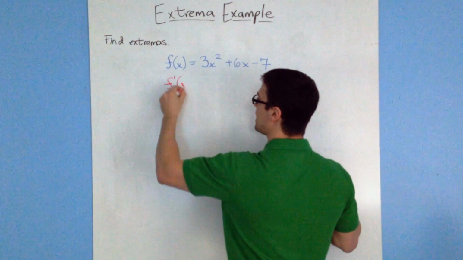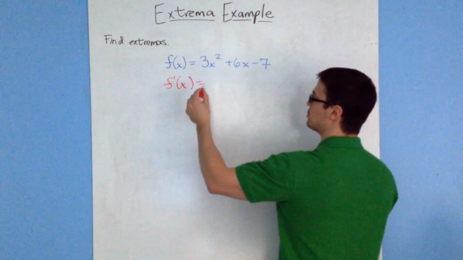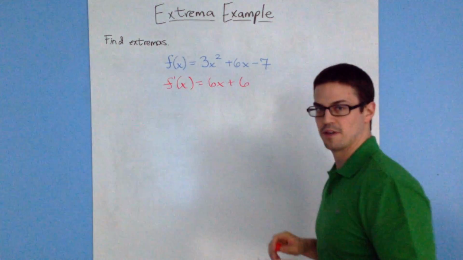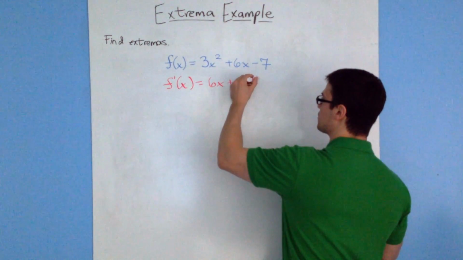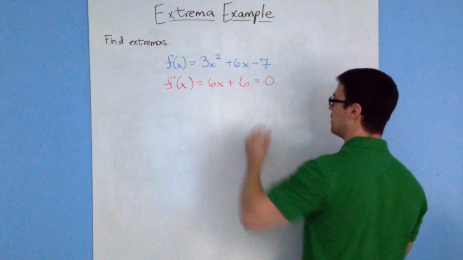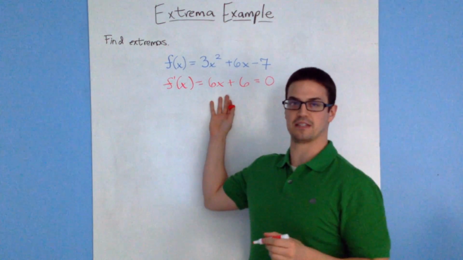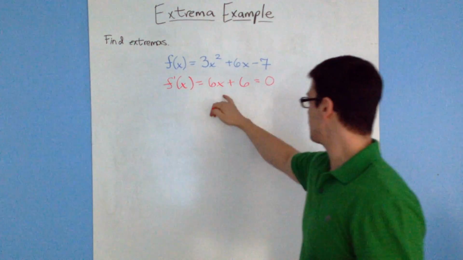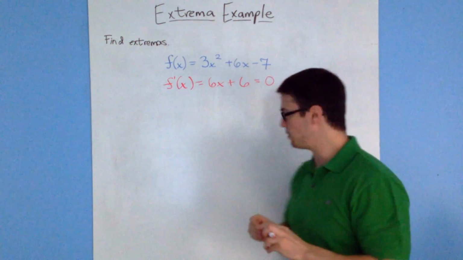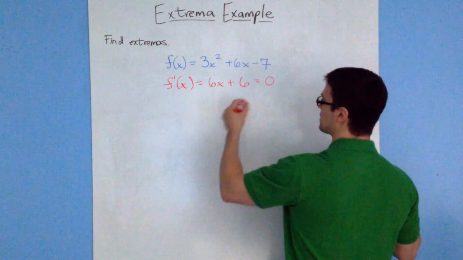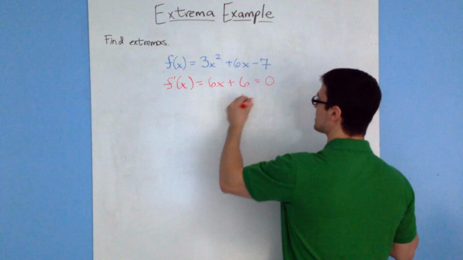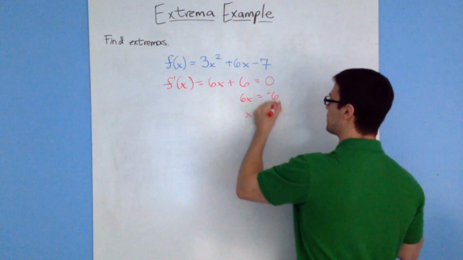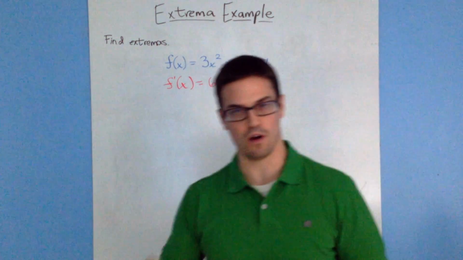So f prime x is equal to, using the power rule, you should end up with 6x plus 6. Okay, now we want to find the critical numbers for this, so I'm going to set it equal to 0, or see if there's any values for this that do not exist. Now, since it's linear, we know that all values of x will work for this, so I'm just going to set it equal to 0. Okay, subtract 6 from both sides, and you end up with 6x equals negative 6. Divide both sides by 6, and you end up with a critical number of x equals negative 1.